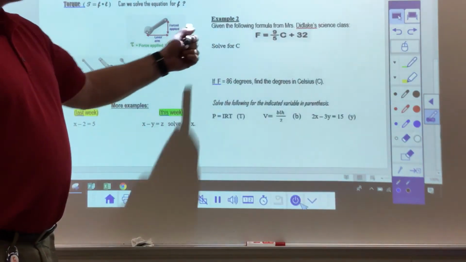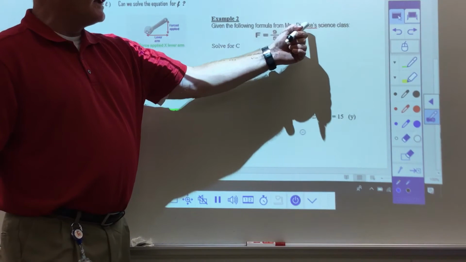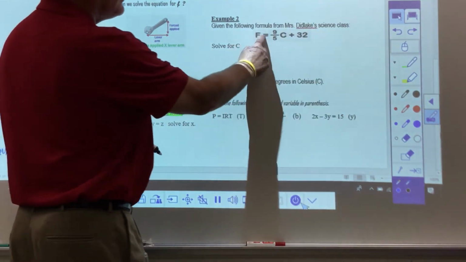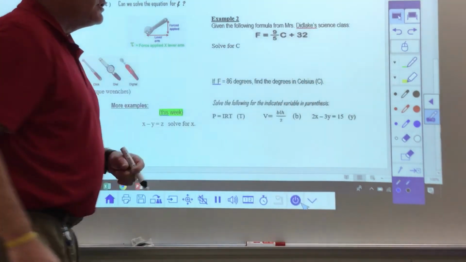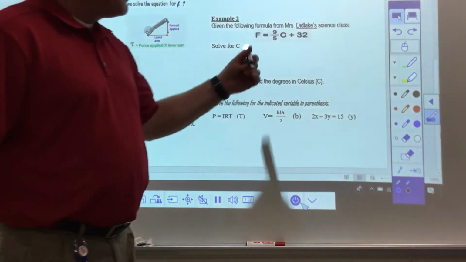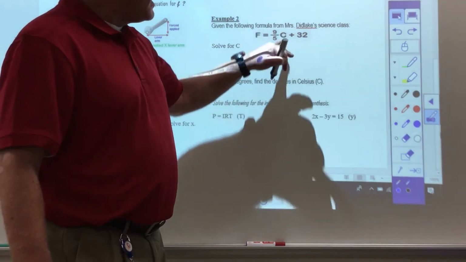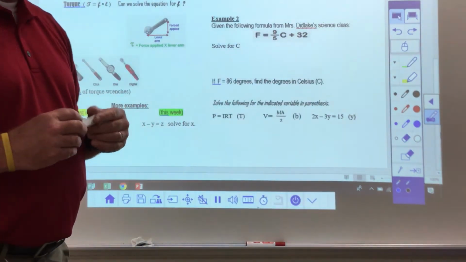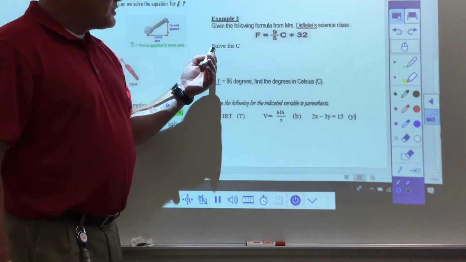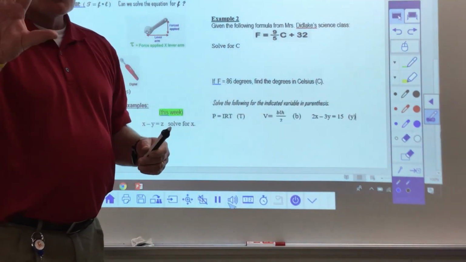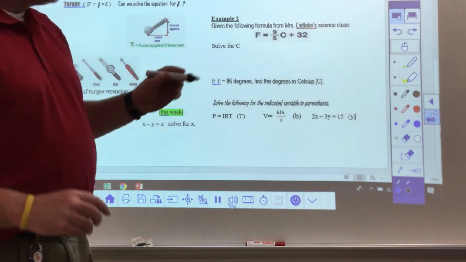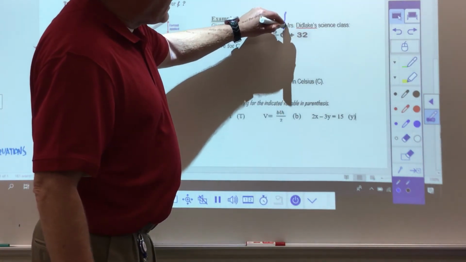Everything went out. It says, given the following formula from Miss Didlake's science class, F equals 9/5 C plus 32. Now, you might remember that formula from degrees Fahrenheit, and the C stands for degrees Celsius. What this problem wants us to do is solve for the C. So we're going to use the same technique that you just saw. In other words, we're going to look for that C right there.